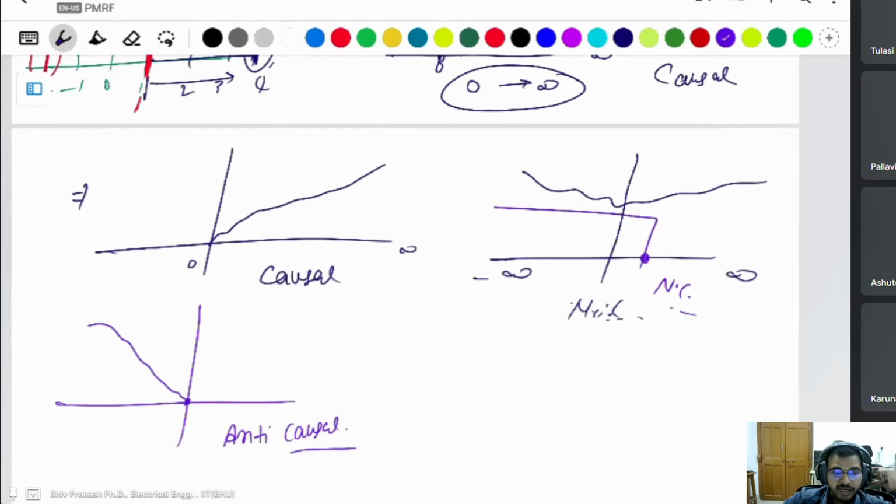Secondly, time variant and time invariant systems. If any system varies with respect to time, then the system will be a time variant system. If your system is not varying with respect to time, then the system is a time invariant system.